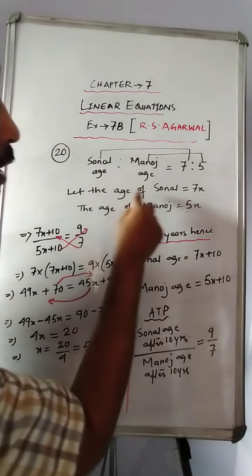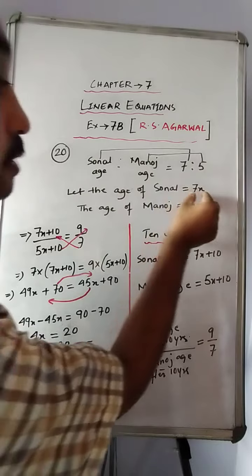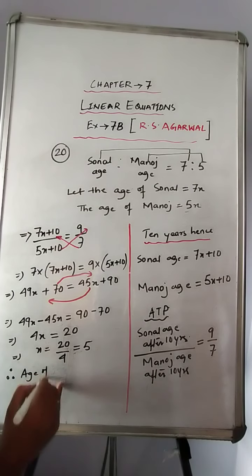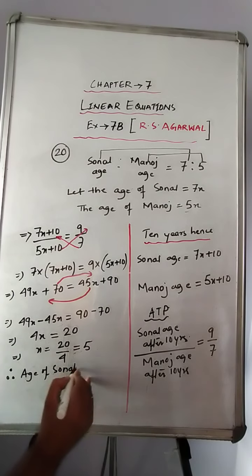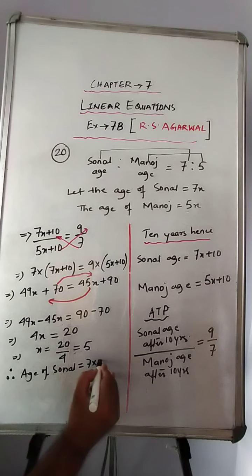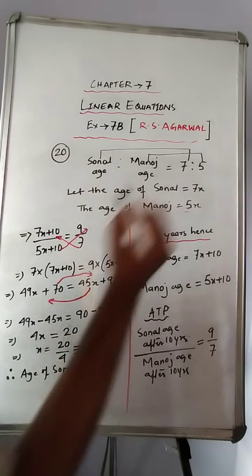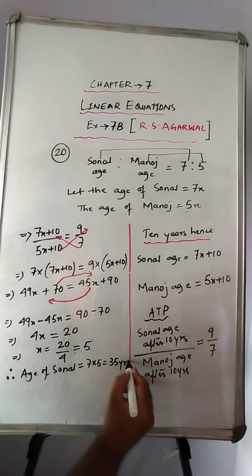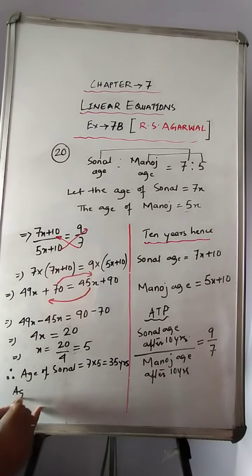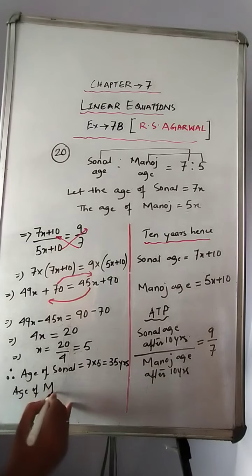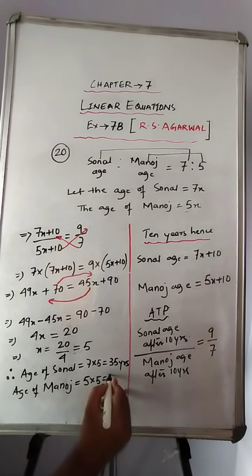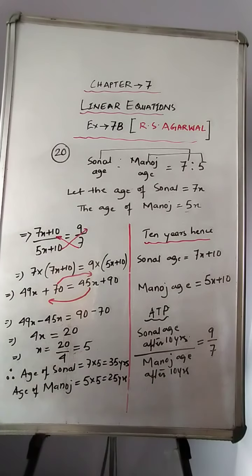Now we have to find the present age of Sonal. Sonal's present age is 7x. So the age of Sonal would be 7 into 5. You have to put the value of x, and the value of x is 5. So it would be 35 years. And the age of Manoj would be 5 into 5, that would be 25 years.